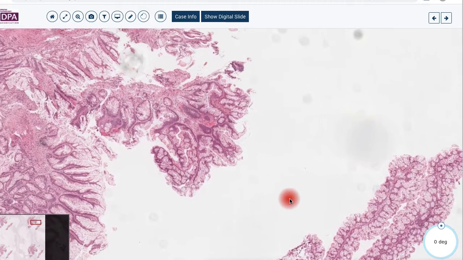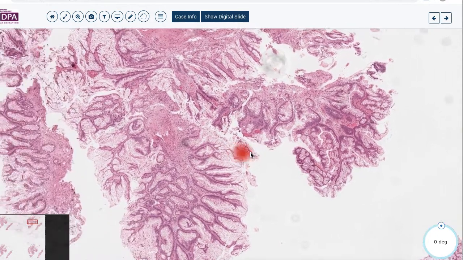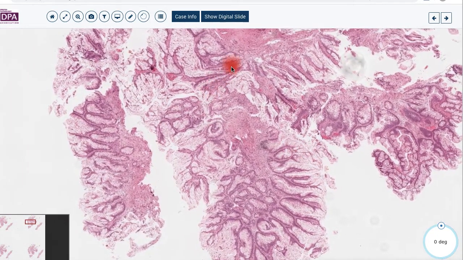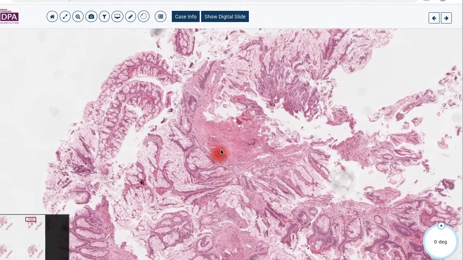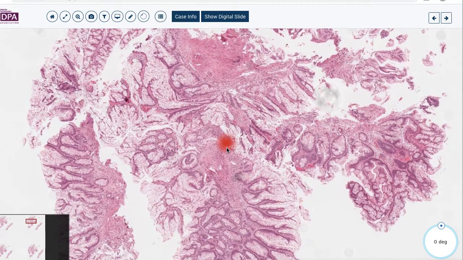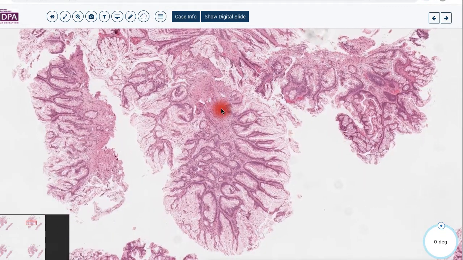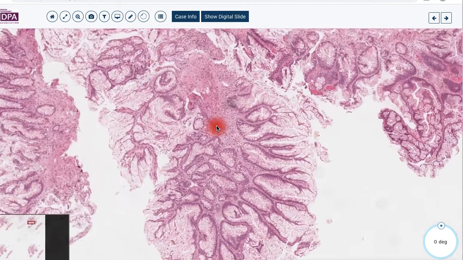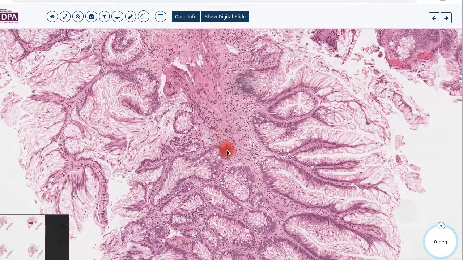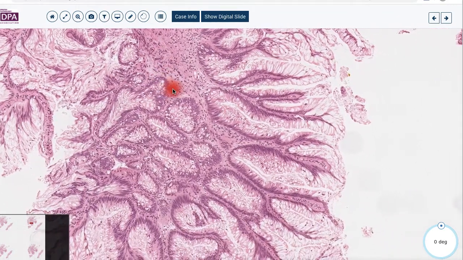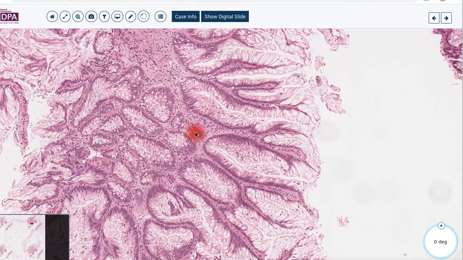So this introduces us to the concept of the larger type of serrated adenoma, which is what is now called the traditional serrated adenoma. This is one that was recognized fairly early on. And these lesions usually appear in the left colon rather than the right colon. And this is where the traditional serrated pathway is also operative.